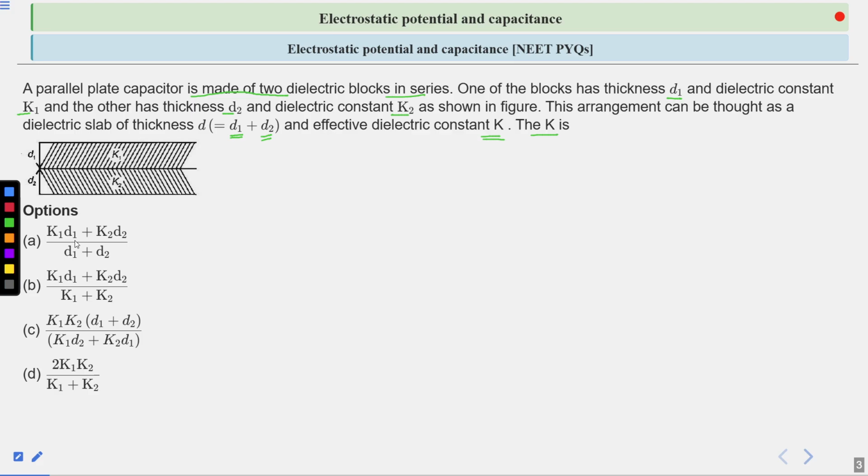The options are: A, k1 d1 plus k2 d2 upon d1 plus d2. B option is k1 d1 plus k2 d2 upon k1 plus k2. C option is k1 k2 into d1 plus d2 upon k1 d2 plus k2 d1, and D option is 2 k1 k2 upon k1 plus k2. So these are the four options given. Let's have a look at how we can solve this. I will give you some time to think about it.